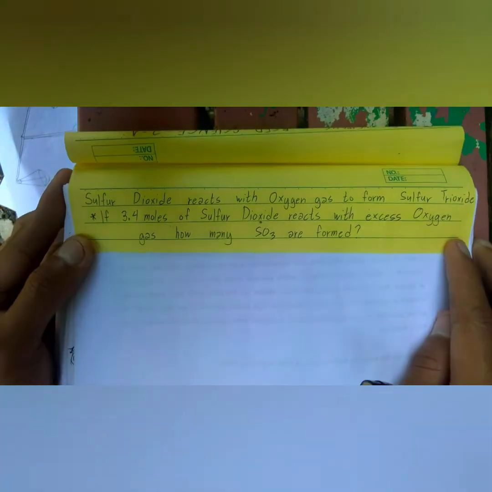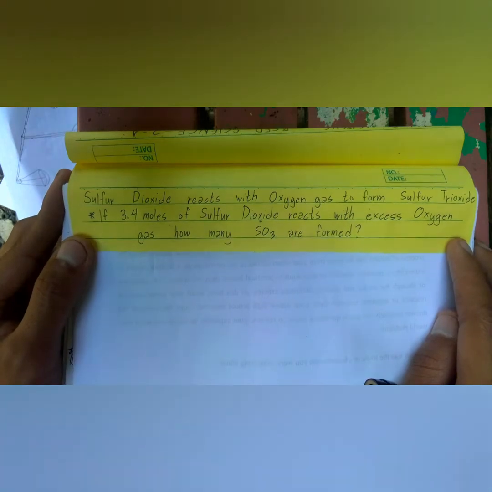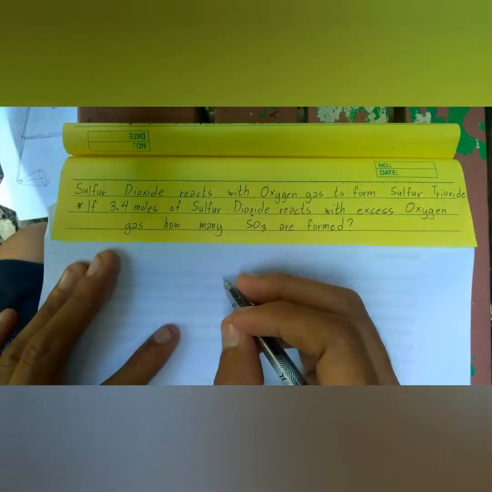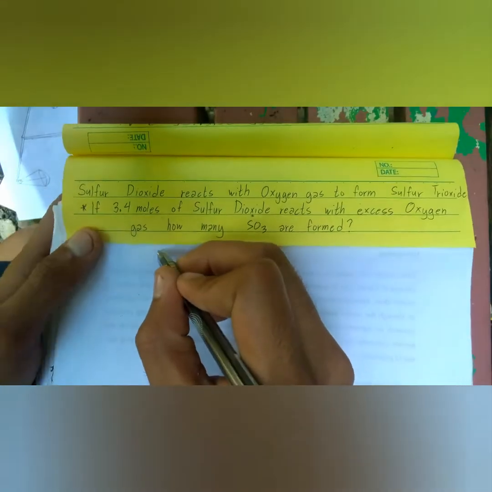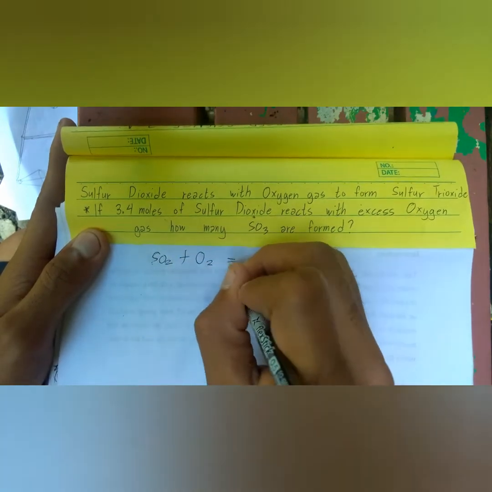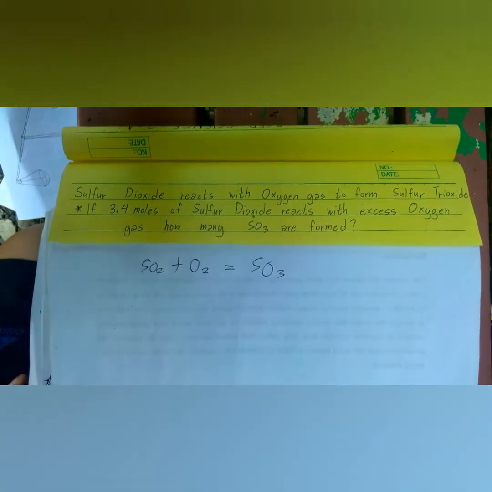Okay, so this is the first problem that we are going to tackle. Sulfur dioxide reacts with oxygen gas to form sulfur trioxide. If 3.4 moles of sulfur dioxide reacts with excess oxygen, how many moles of sulfur trioxide are formed? Okay, so as I said, the very first step we're going to do is to write the chemical equation and then balance it. So sulfur dioxide reacts with oxygen gas and forms sulfur trioxide. How do you balance the equation?